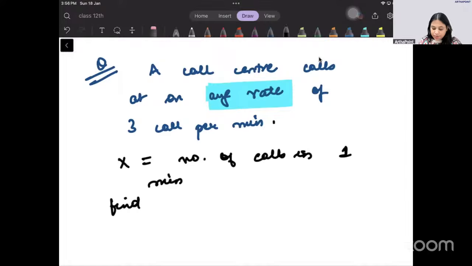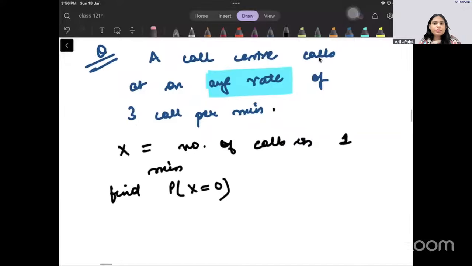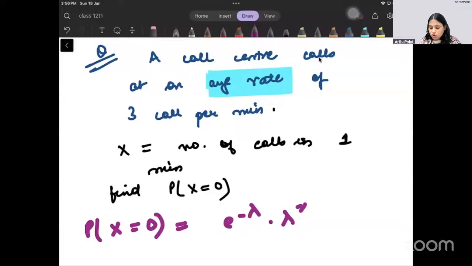Find probability that x is 0. Mean 0 calls in 1 minute. So how will we do this? Just use the formula. Probability x equal to 0 will be e to the power minus lambda, lambda to the power x by x factorial.